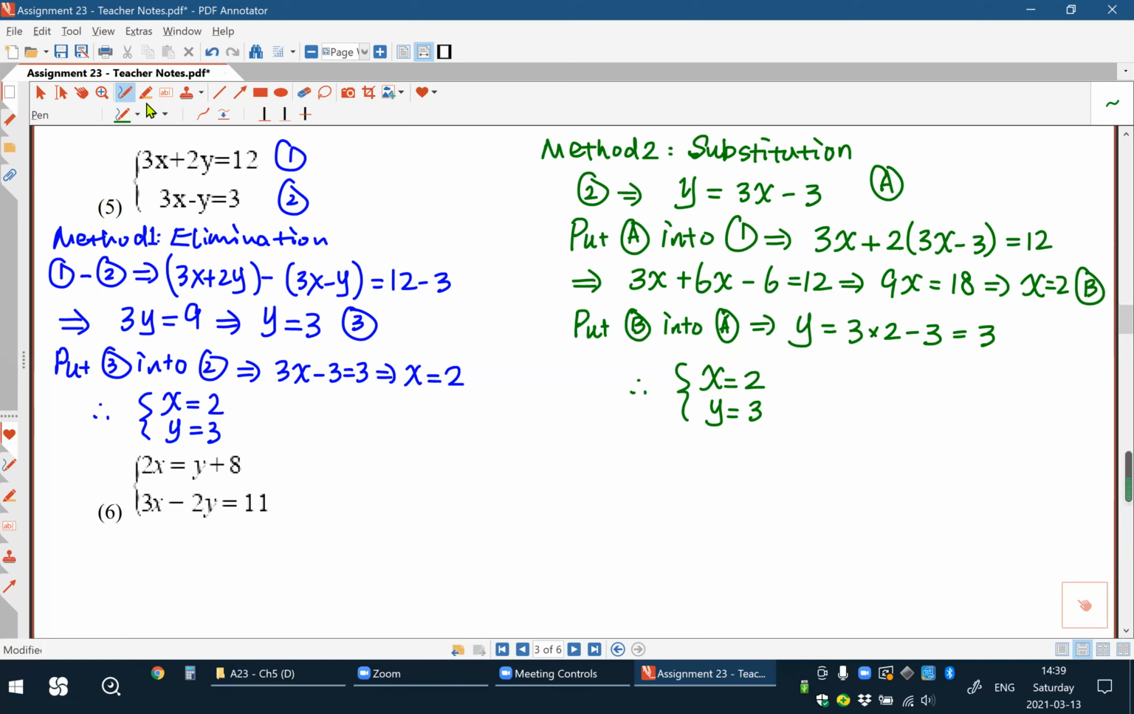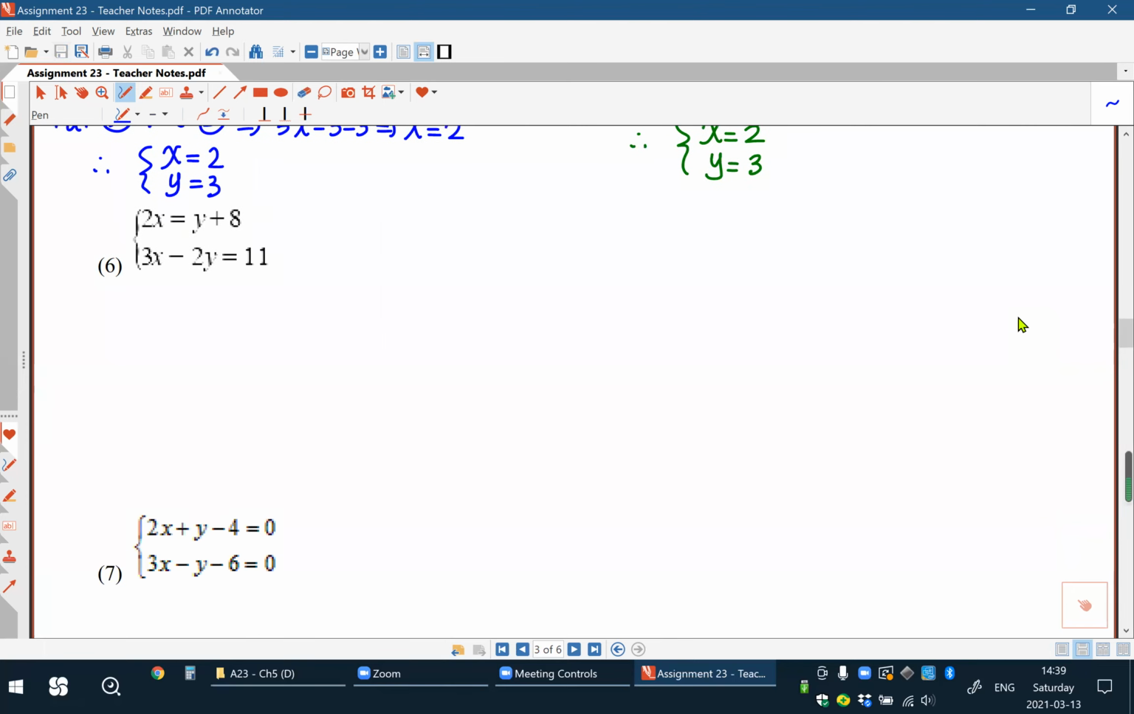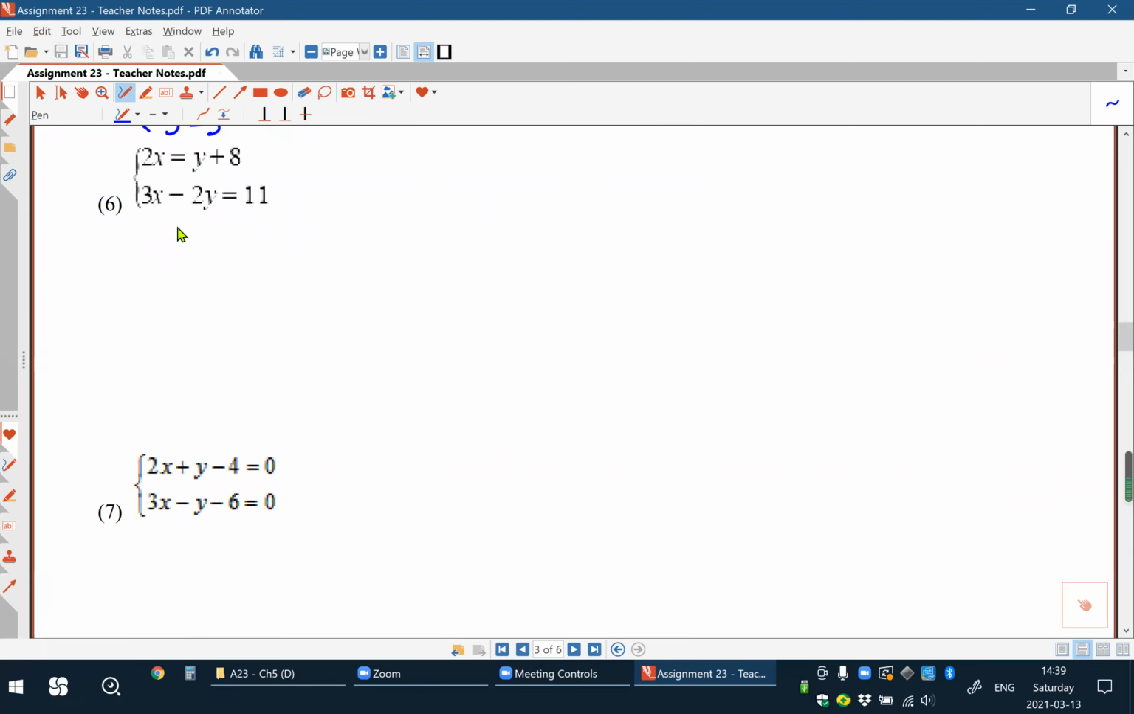All right, have a look at this. Do you have any questions? No? All right, let's see the next one. Question 6. Okay, method 1, let's see how we can use elimination method. Okay, let's label them with 1 and 2.